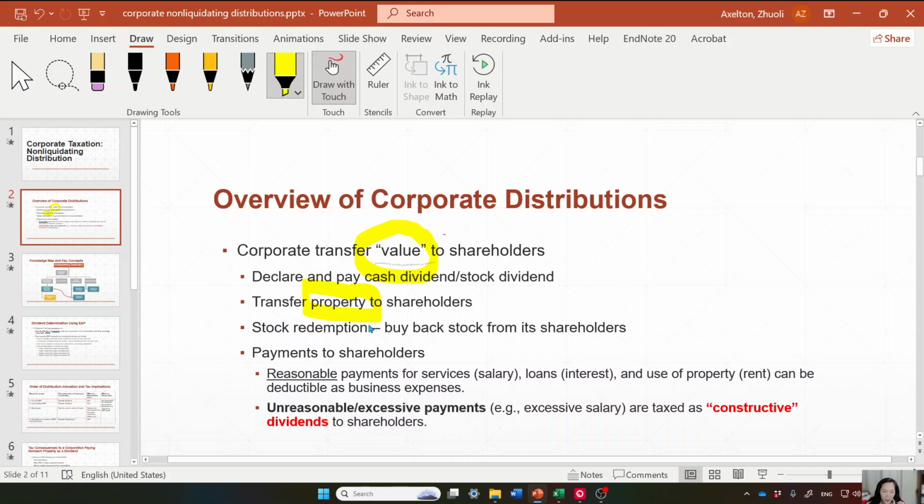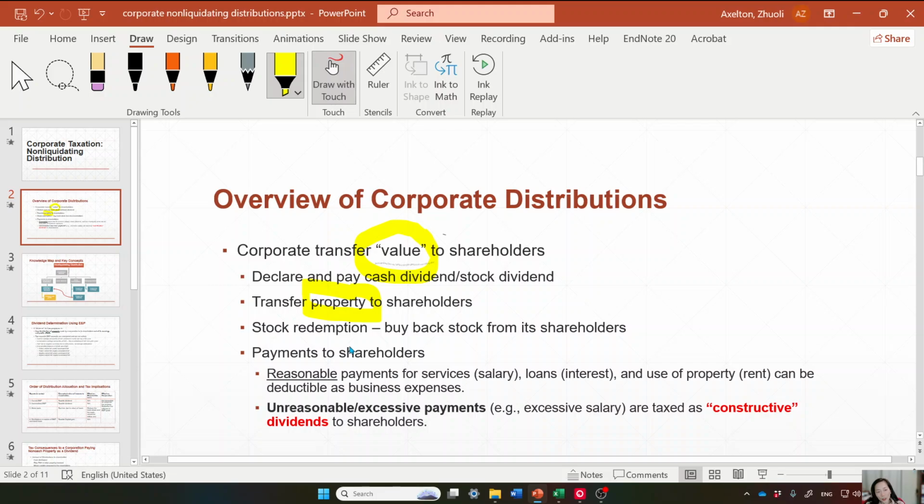And finally, there are some other transactions that could be a little bit more complicated than just a simple cash dividend or stock dividend or a property distribution. This could be a share repurchase. So basically, the corporation purchases the shares back from the shareholders and pays cash to the shareholders in exchange for those shares. So again, this is another form of corporate distribution.